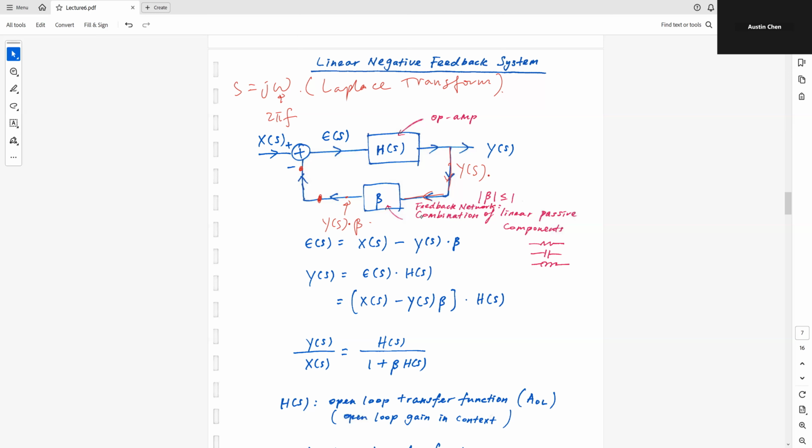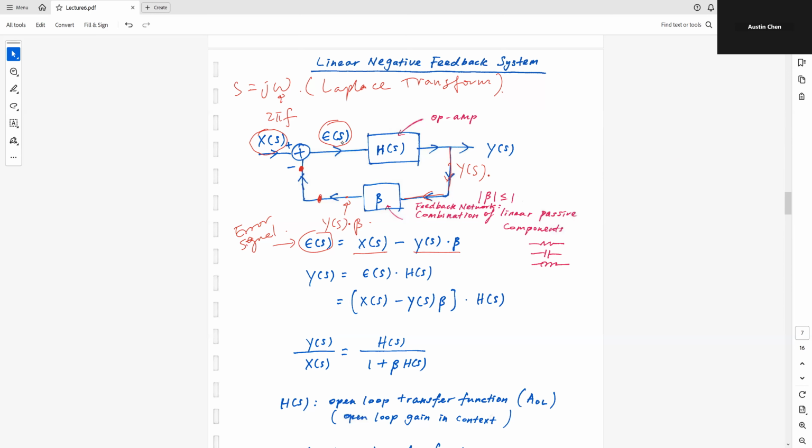Okay. And just like before, I have a summer with a negative sign. So I'm going to take this x of s minus this signal here, which is y of s times beta, and I'm going to find this epsilon of s that way. I take x of s minus y of s times beta, and then I can find my epsilon of s. Okay. So x of s minus y of s times beta, I will get the so-called error signal. There's an error signal over here.